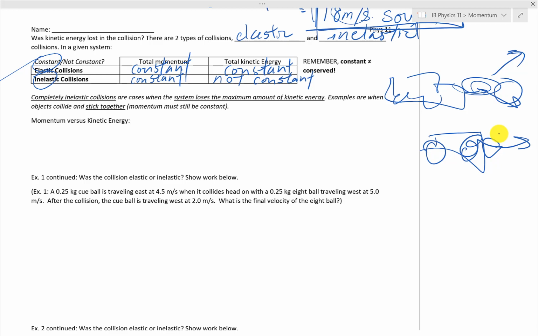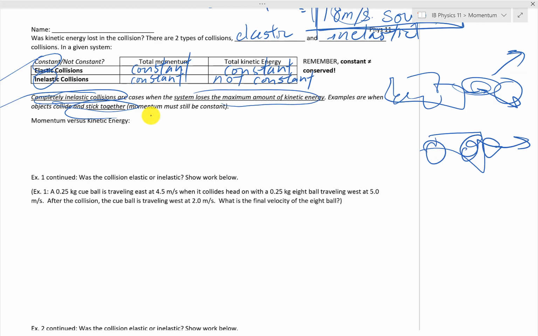In fact, if two objects stick together completely, this is called a completely inelastic collision, in which the system loses the maximum amount of kinetic energy possible. And this is evident in, as we talked about, when objects collide and they stick together.